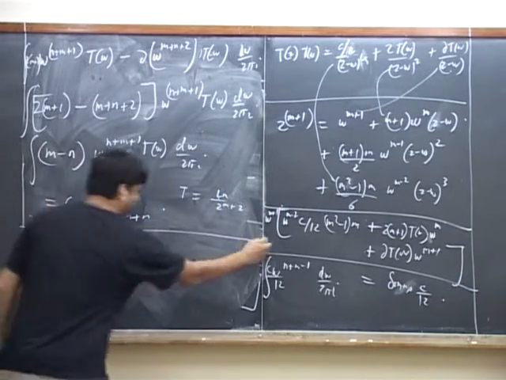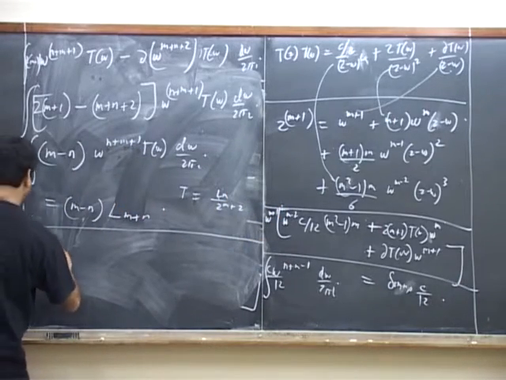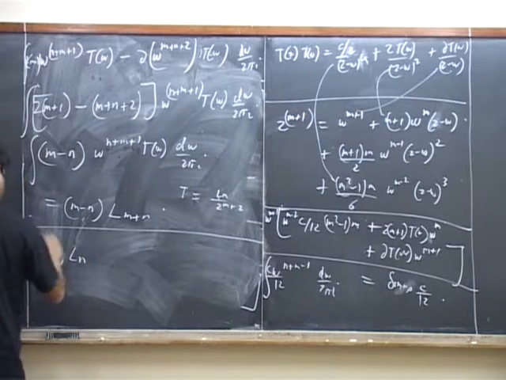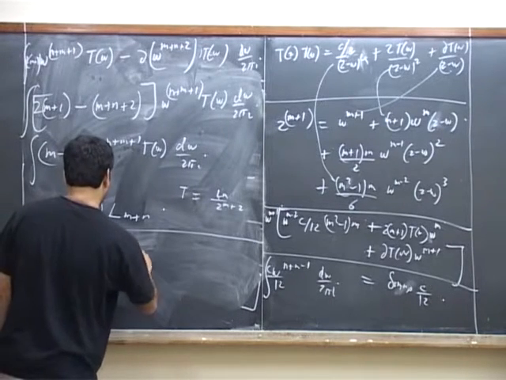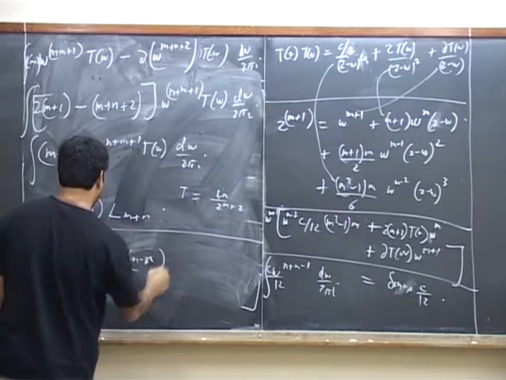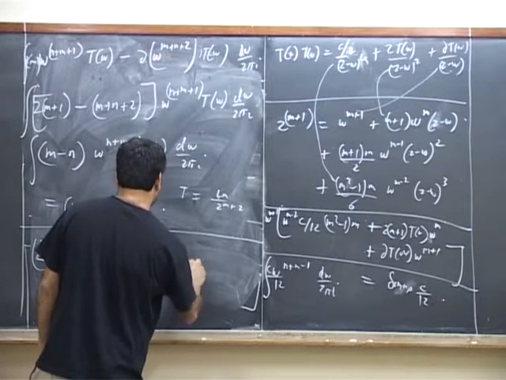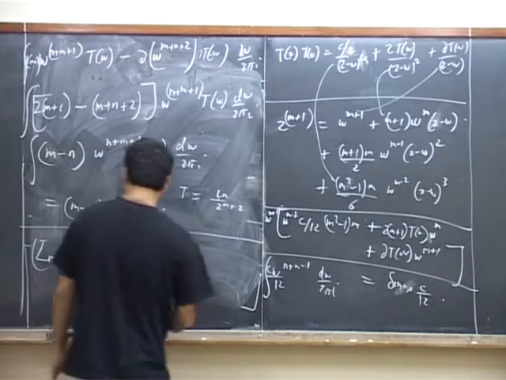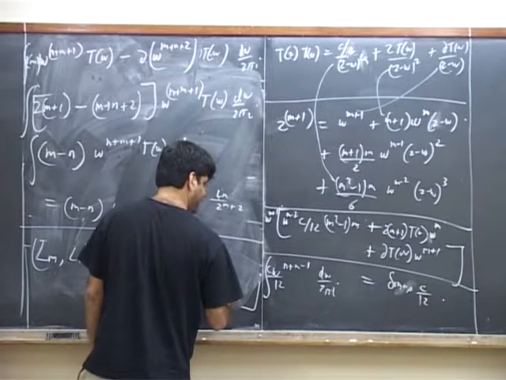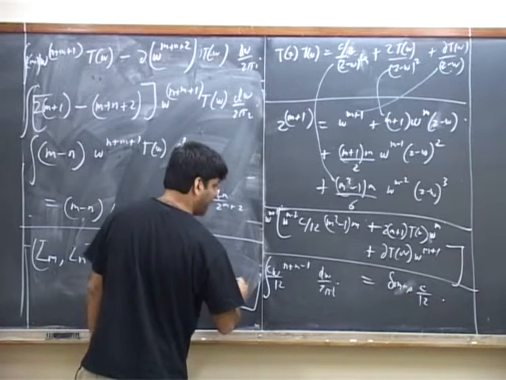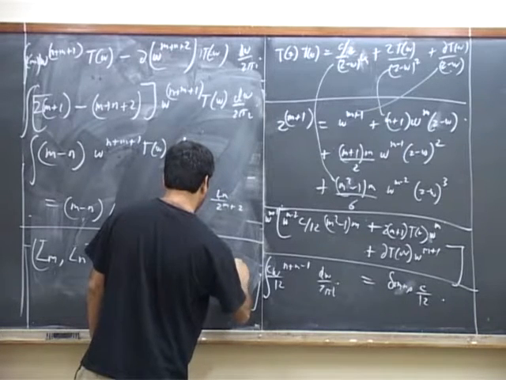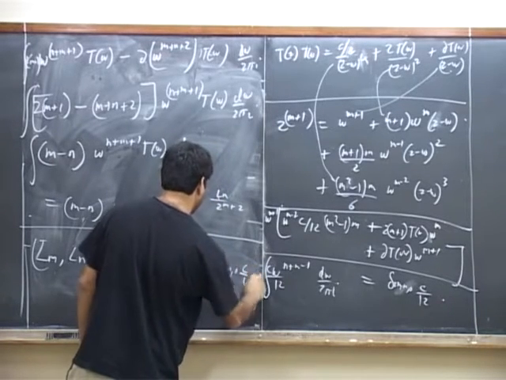So let's sum up. What have we concluded? We've concluded that Lm commutate Ln is equal to m minus n Lm plus n, plus delta of m plus n, 0, c by 12, times m cubed minus m.